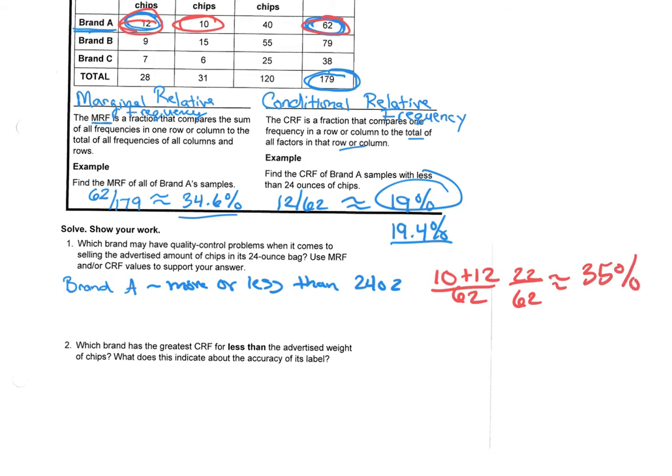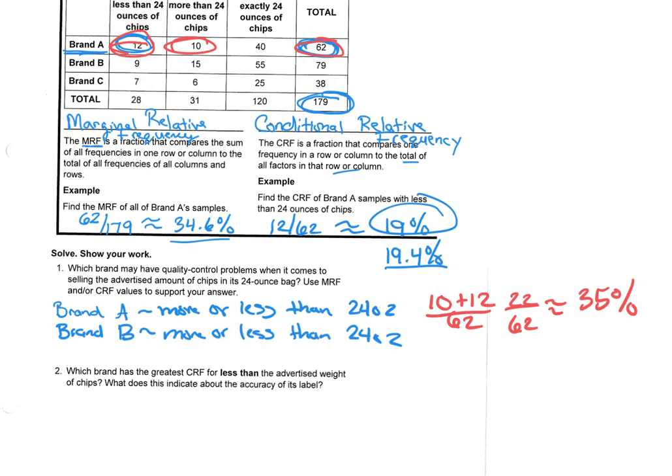Okay? And then if we look at brand B, we could do the same thing. Those that have more or less than 24 ounces. So if you look back at the chart, looking at brand B, you have 9 and 15, right? So if you take 9 plus 15 out of the total for brand B, you would have 79. So you're going to take 24 divided by 79. And if you round to the nearest whole percent, that's about 30%.